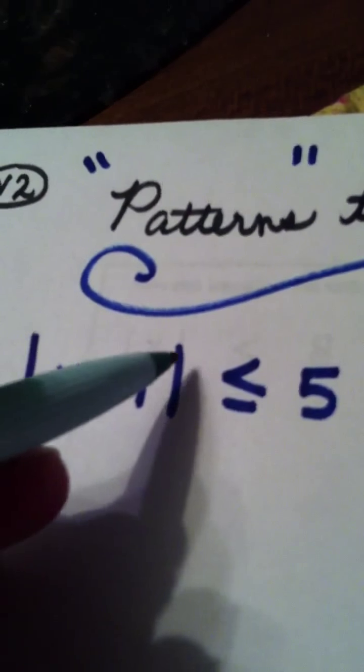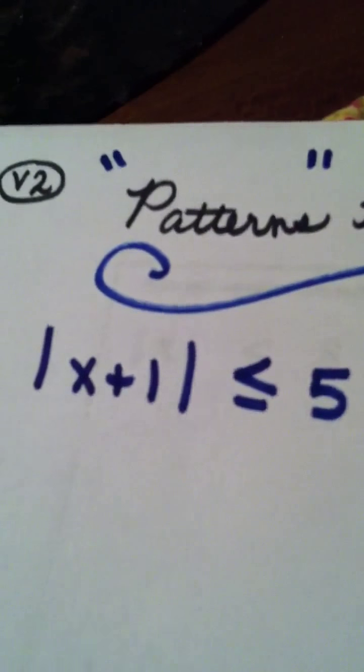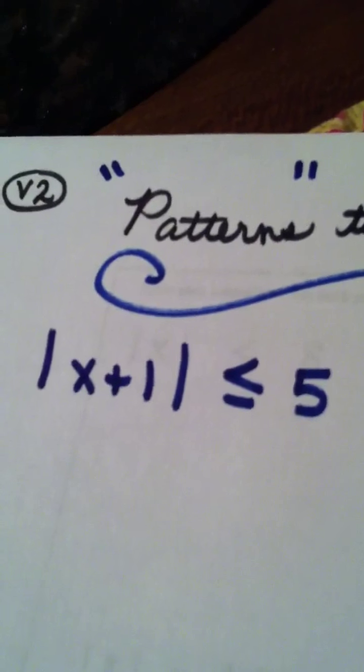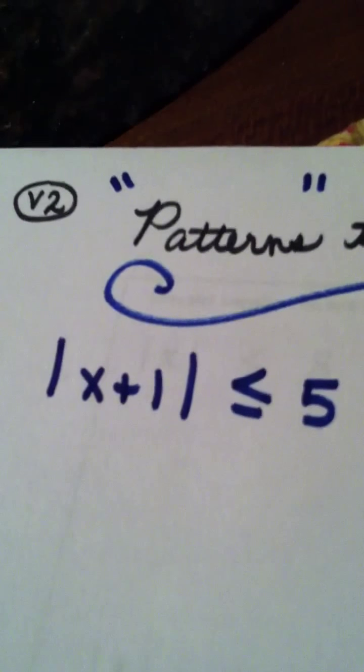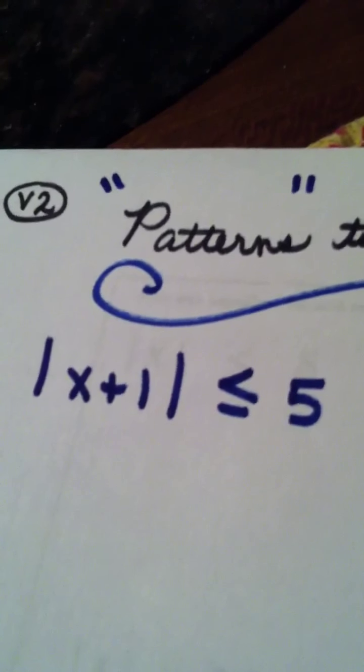The absolute value of x plus 1 is located at a distance of less than or equal to 5 units away from 0. Okay? So that means you have to stay within 5 blocks of 0. Less than or equal to means your travel is restricted.